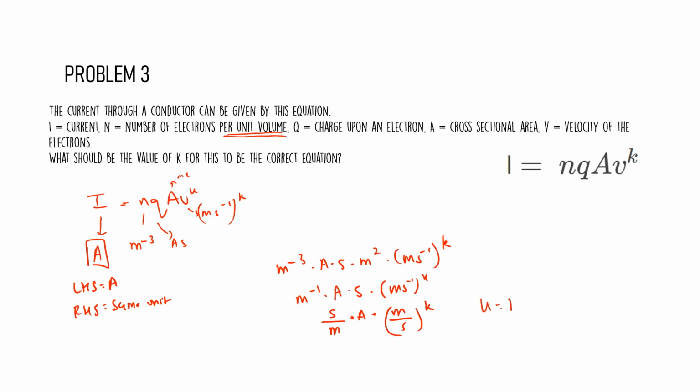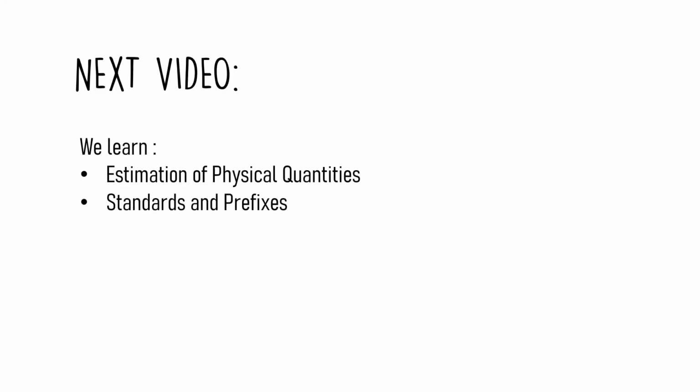Trust me, this is just a trial and error question. When you're at this stage, it's just trial and error. You can clearly see that the units are cancelling each other out when k is equal to 1. So you have ampere on the right hand side, and that's the correct format. So in the next video, we will do the estimation of physical quantities and standards and prefixes.